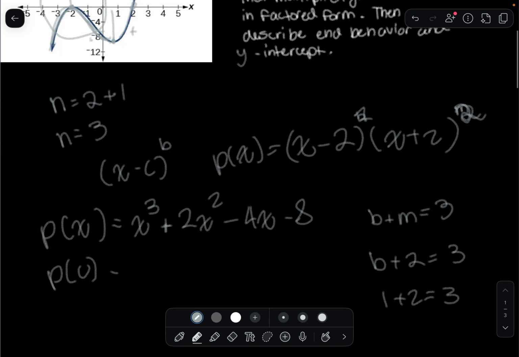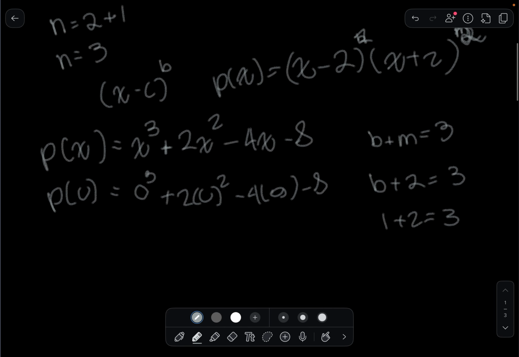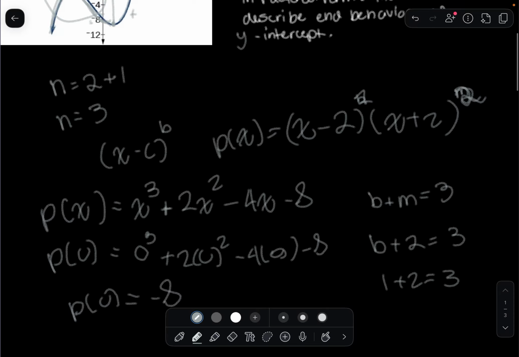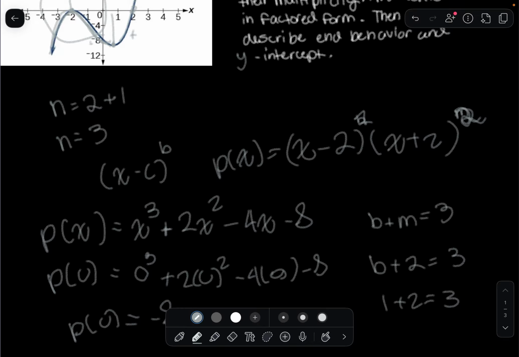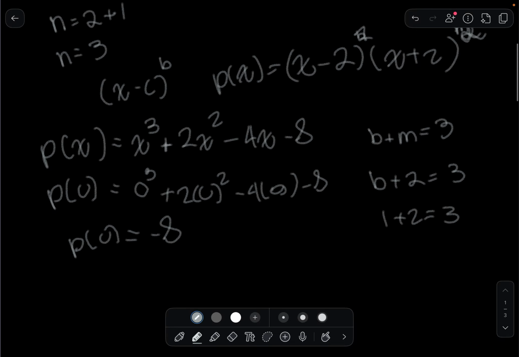Let's see if that's right. So 0 cubed plus 2 times 0 squared, minus 4 times 0, minus 8. And this will then give us, once we do all the algebra, -8. And this is exactly what our graph shows us. So we know that our standard form is correct. And the y-intercept is (0, -8), as right here.